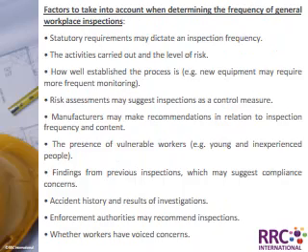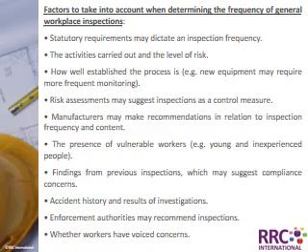As we discussed and explained, these are the factors to take into account when determining the frequency of a general workplace inspection. The statutory requirements may dictate an inspection frequency, the activities carried out, and the level of risk. How well established is the process? For example, new equipment may require more frequent monitoring.